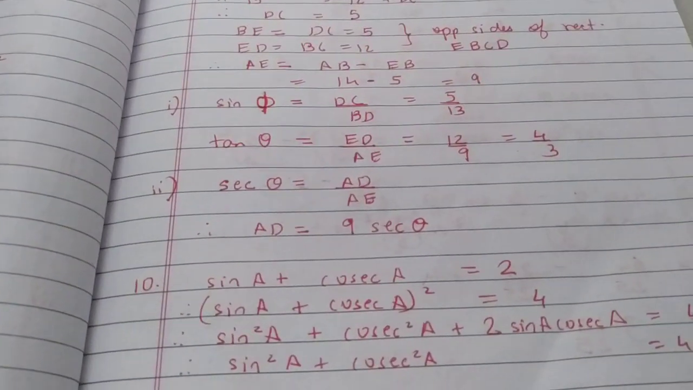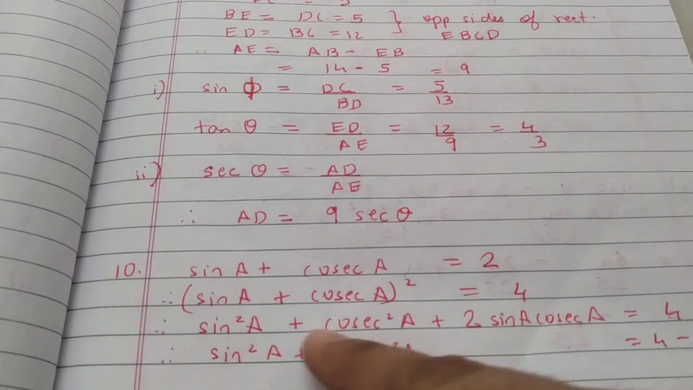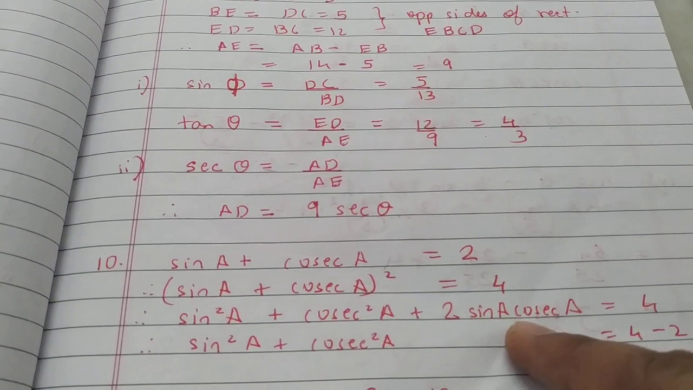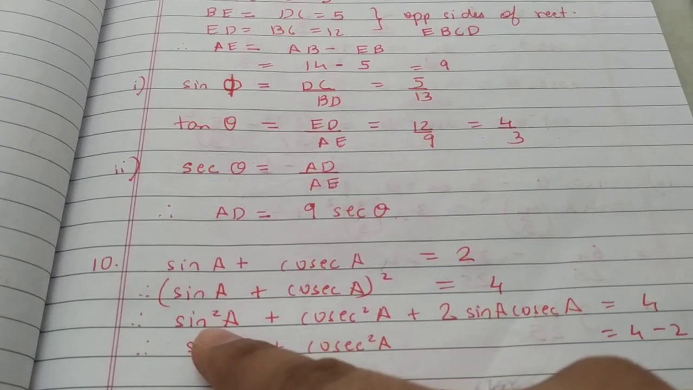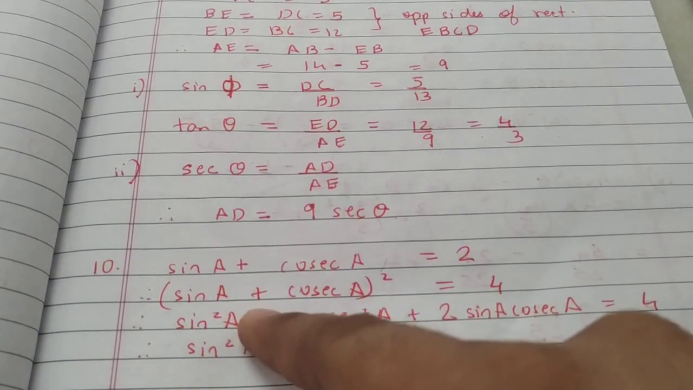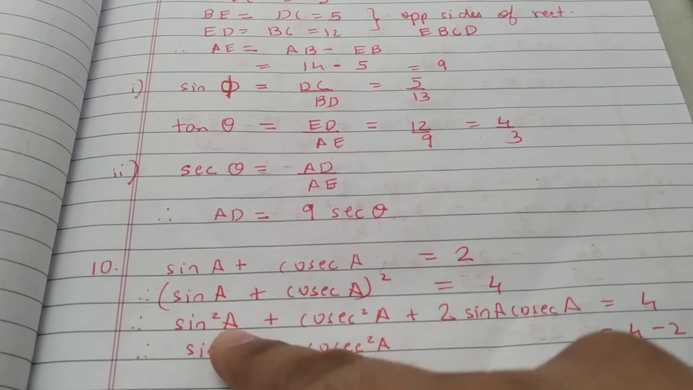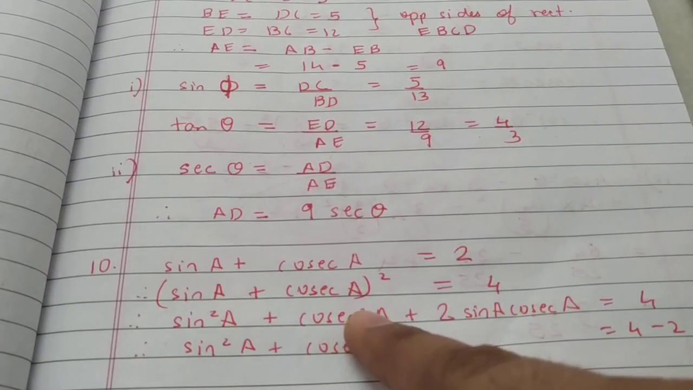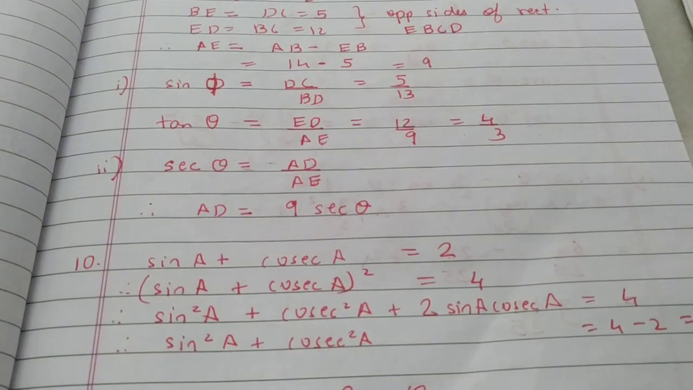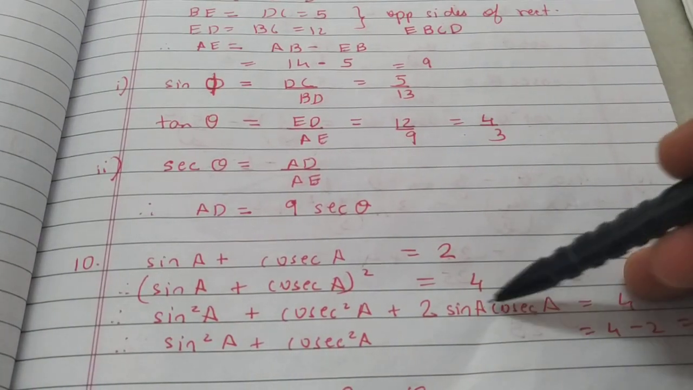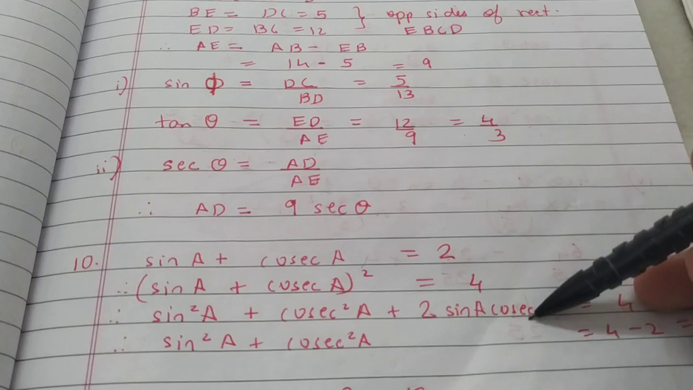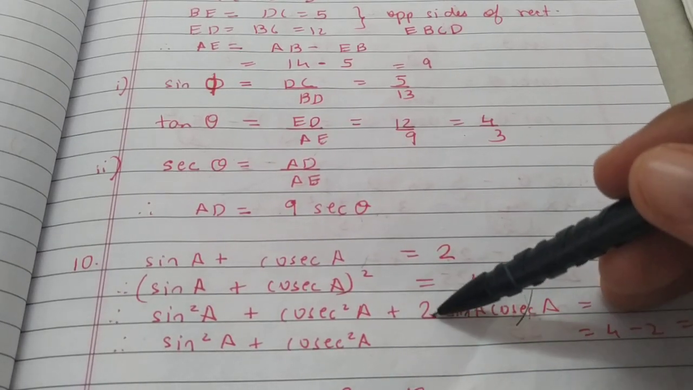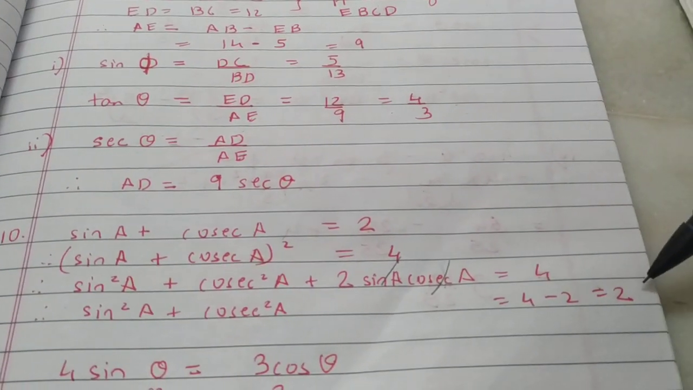So here we'll do squaring both the sides. Now this becomes a plus b the whole square, that is a squared plus b squared plus 2ab. By the way, in trigonometry we don't write sine a the whole square, we write sine square a. And instead of cosec a the whole square, we write cosec square a. And 2ab. You know, sine a and cosec a are reciprocals of each other. Cosec a is 1 upon sine a. So they get cancelled. So what is remaining is 2, that becomes minus 2, and the final answer is 2.